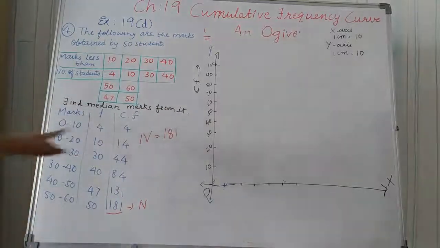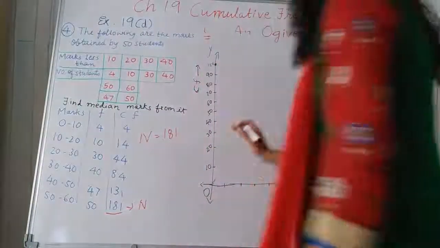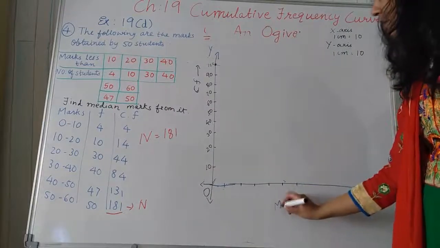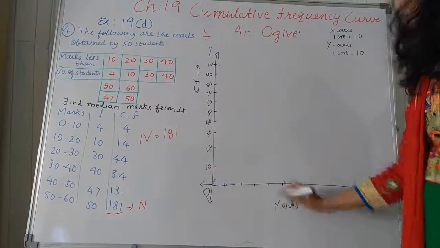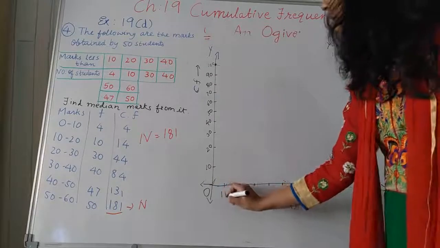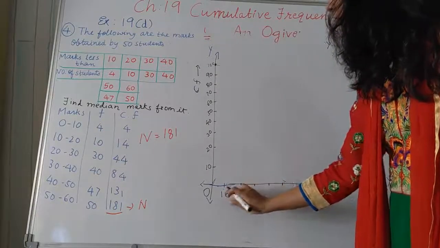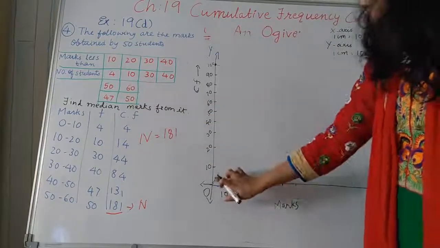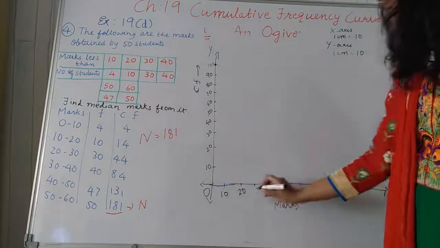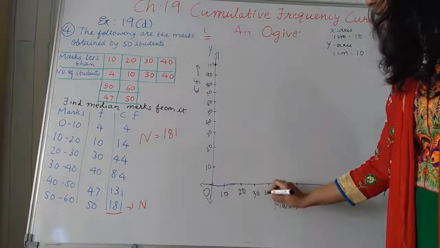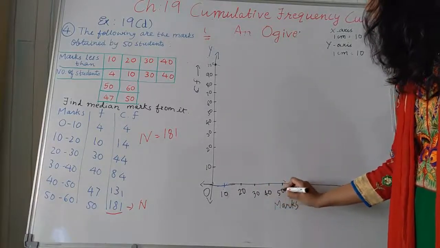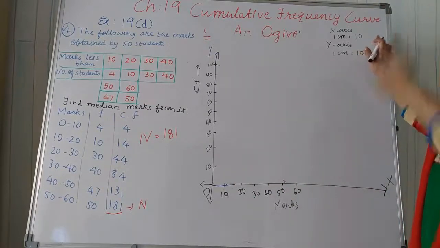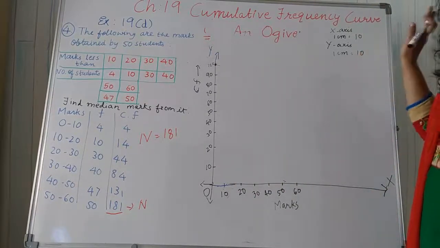Now, as you know the method, this is the less than type of ogive, means we write here marks, or you can write only the upper limit. So I write 10, 20. See, class starts from 0, so we do not put any kink here. Right? 10, 20, 30, 40, 50 and 60. The gap in between is 10, so the x-axis scale is 1 centimeter equals 10.